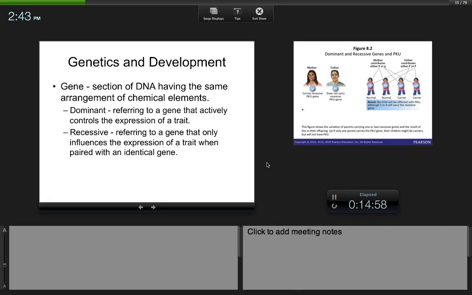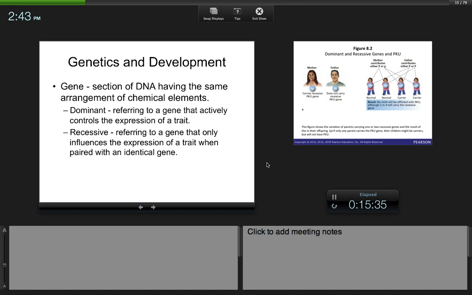Brown is a very dominant hair color trait. Yes? How does somebody end up blonde? I mean, besides dyeing their hair. Both recessive. Okay, so if a dominant gene is present, that trait is expressed. Recessive refers to a gene that only influences the expression of a particular trait if it's paired with an identical gene. So, to be blonde, to be blue-eyed, you have to have both recessive genes. You got a blonde gene from mom, and you got a blonde gene from dad.